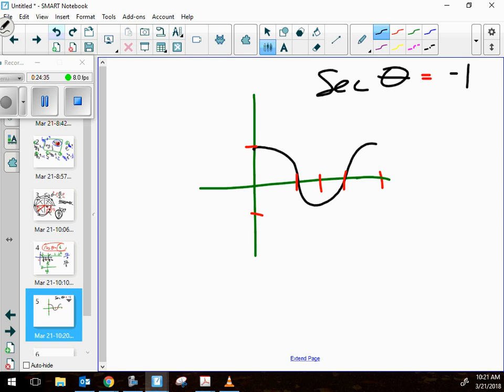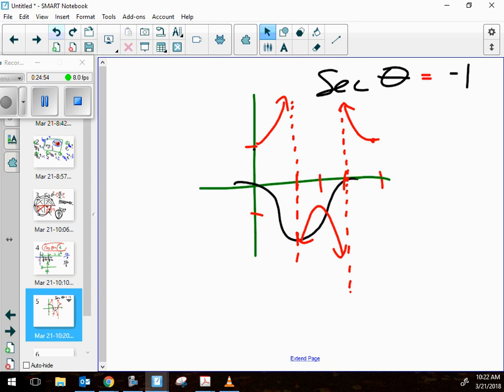Well, first of all, I haven't even drawn secant, so I better draw secant. Secant is the one where it has asymptotes where cosine, its sister function, hits zero, and then it has loops here. And I'll take out the original now. There is secant.